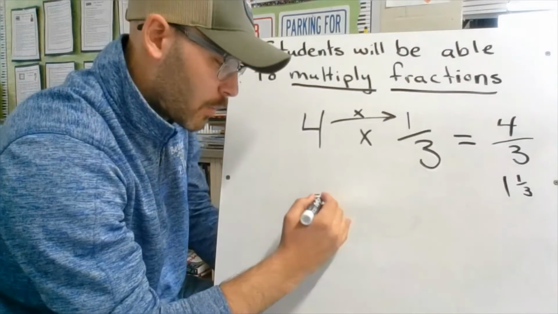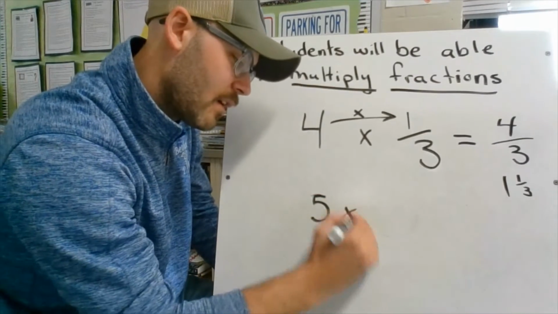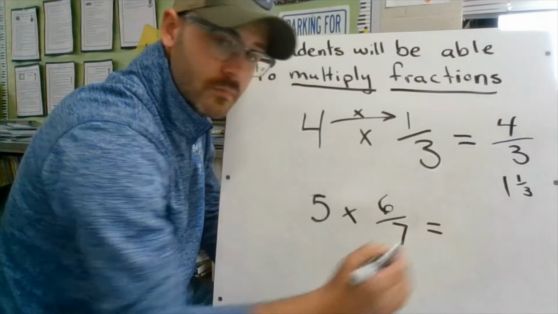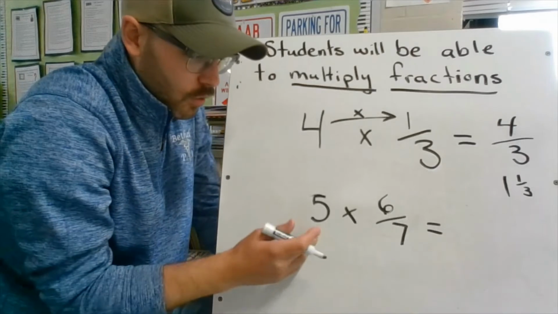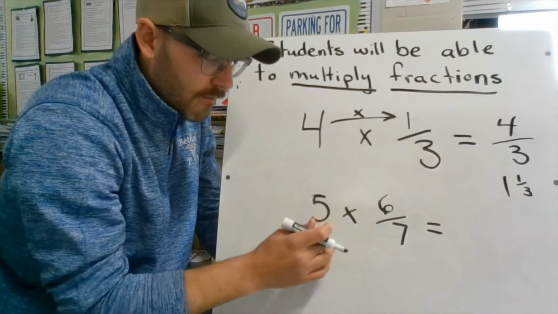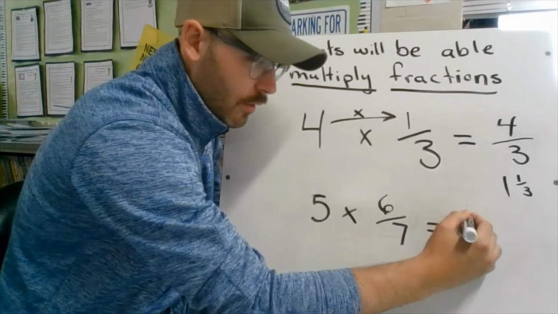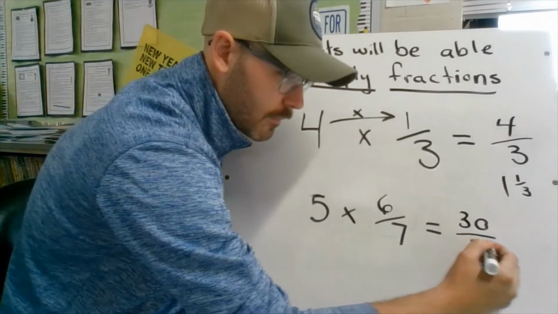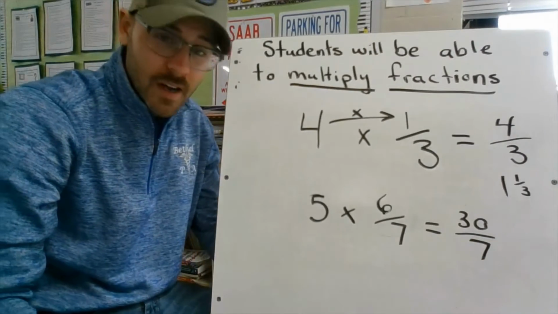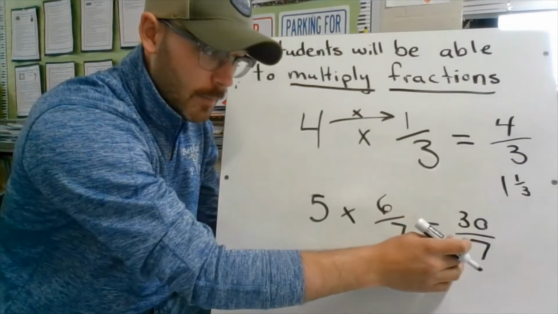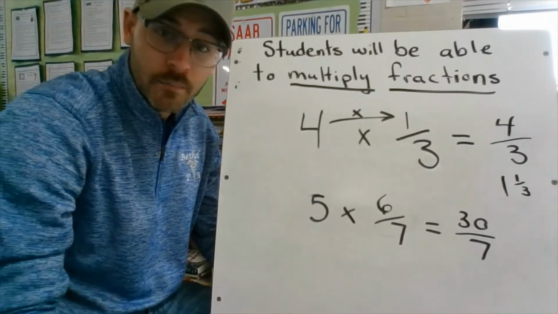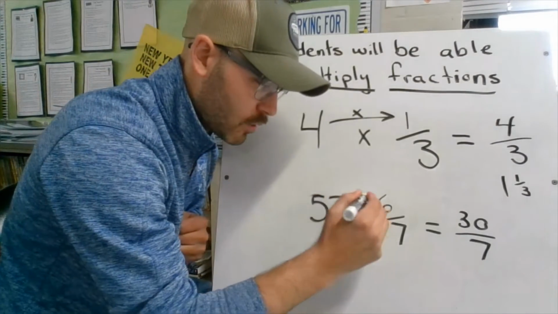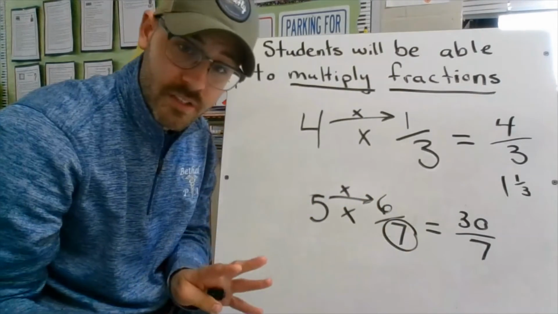I'll show it again with a different problem. How about I'll turn that into a 5 times 6/7. Same process. Take the whole number, multiply it by the numerator. 5 times 6 is 30. Keep the denominator of 7 the same. 30/7. On that one, I definitely would want to divide 30 divided by 7 and get my reduced answer. But that's just a little bit quicker way. Whole number times the numerator, keep the denominator the same.